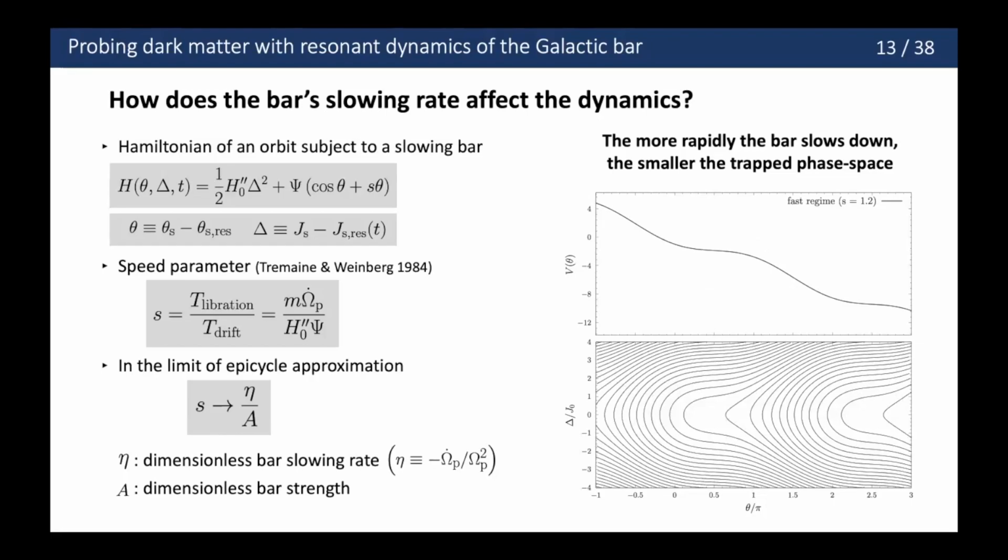So physically, this means that if the bar is slowing down too rapidly, then the resonance will sweep through the stars too rapidly, such that the stars won't be able to catch up with the resonance. And it's also the breakdown of the adiabaticity here.